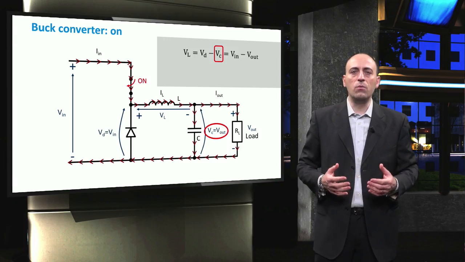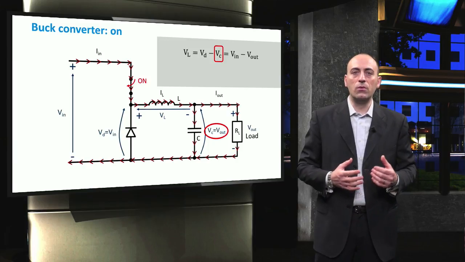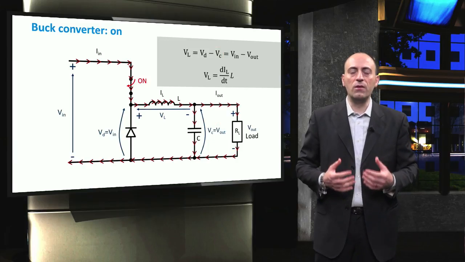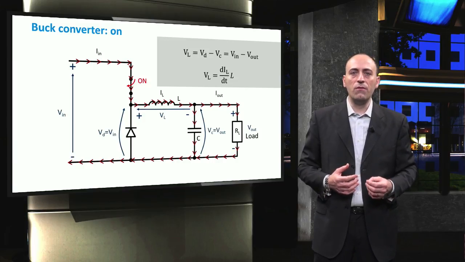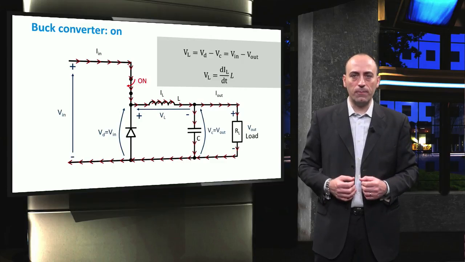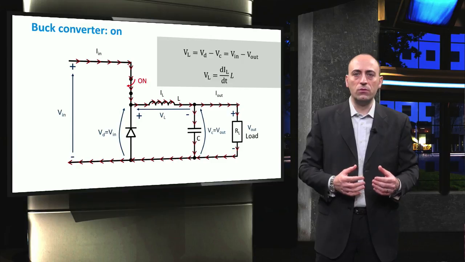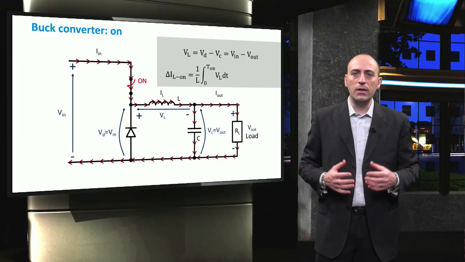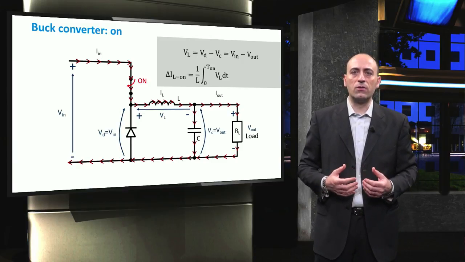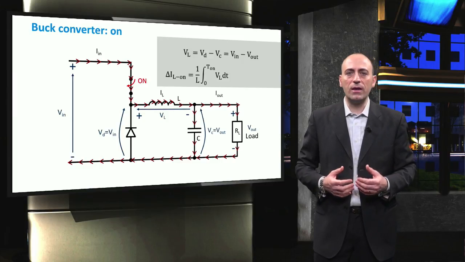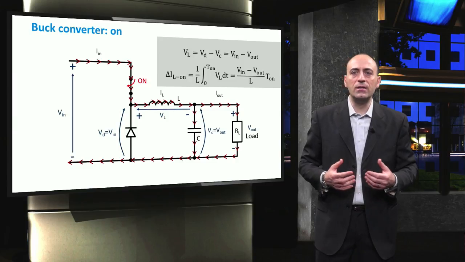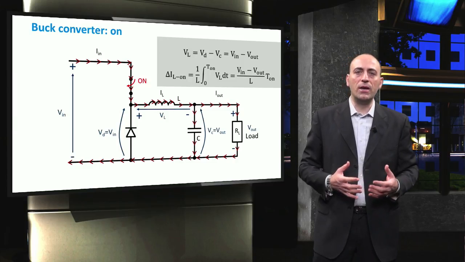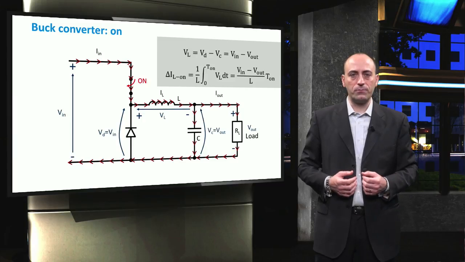Now, in the previous video, we saw that the inductor works according to Lenz's law, for which the time derivative of current flow through the coil is linked to the voltage across the inductor via the proportionality factor L, known as the inductance of the coil. Moving from the derivative to the integral form of Lenz's law, the increase of current in the inductor in the on mode can be written as the difference of the input and output voltages divided by the inductance and multiplied by the duration of the on time.